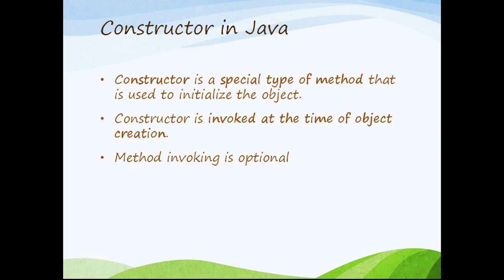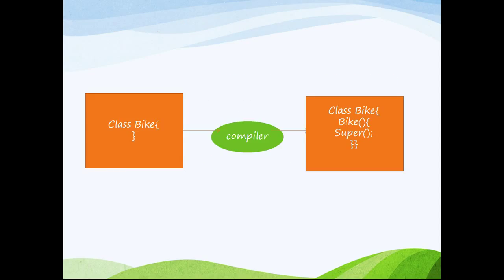So a constructor has some certain rules. The constructor name is the same as the class name, and a constructor doesn't have any return type. Okay, if you see here I have a class Bike, and if I compile this, the compiler will see my class something like this: class Bike and Bike of super. So even if you don't have a constructor in your class, it always has a default constructor. By default a constructor will be created internally even if you don't have one.